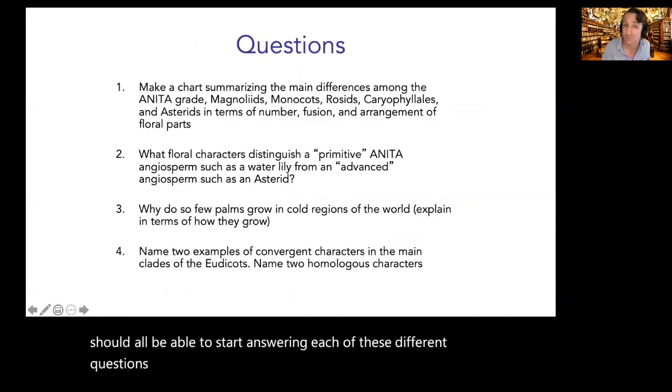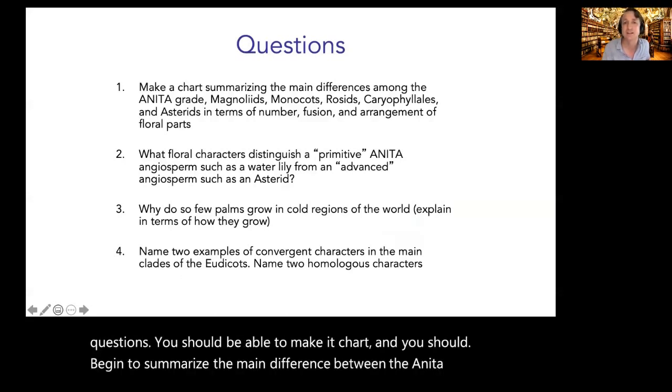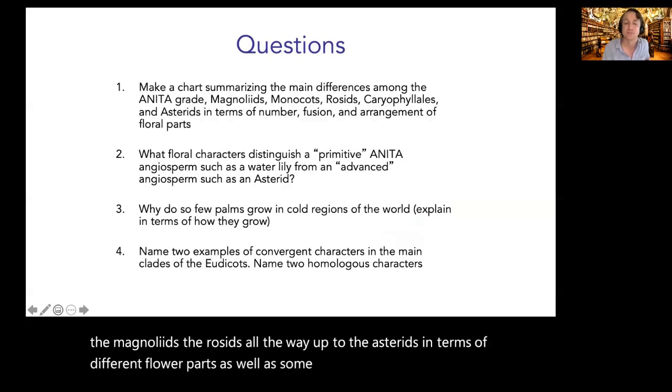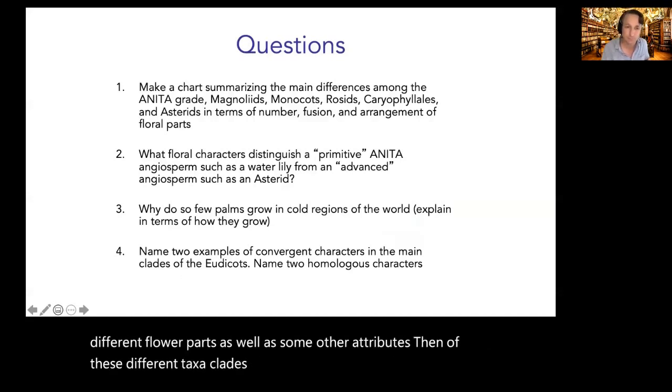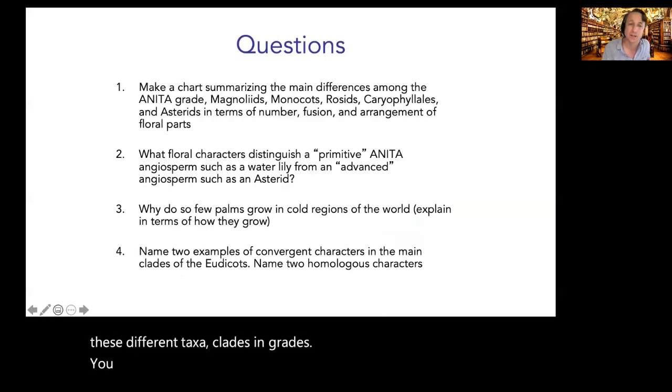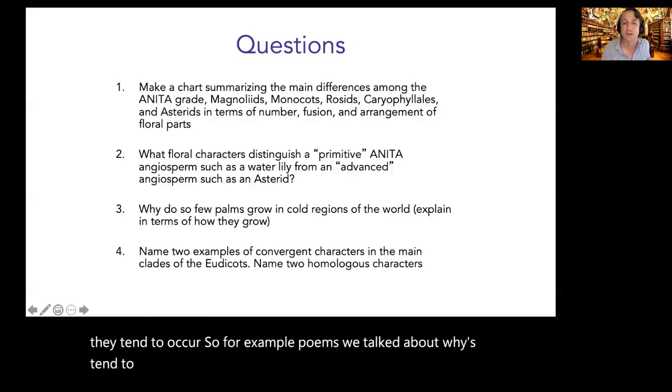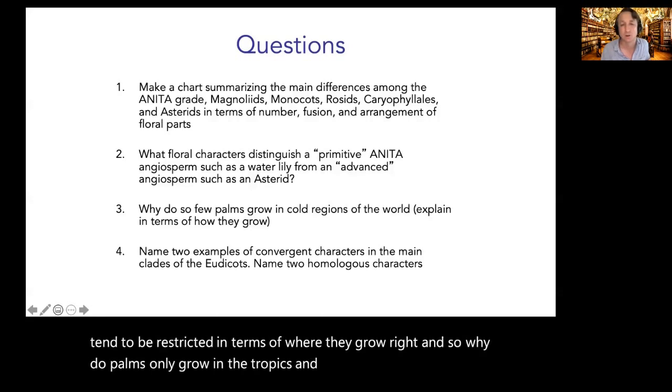You should be able to make a chart, and you should begin to summarize the main differences between the ANA grade, the magnoliids, the rosids, all the way up to the asterids, in terms of different flower parts, as well as some other attributes of these different taxa, clades, and grades. Okay. You should be able to tell me some interesting aspects of their geographic distribution and where they tend to occur. So for example, palms, we talked about why palms tend to be restricted in terms of where they grow, right? And so why do palms only grow in the tropics and not in really cold regions?